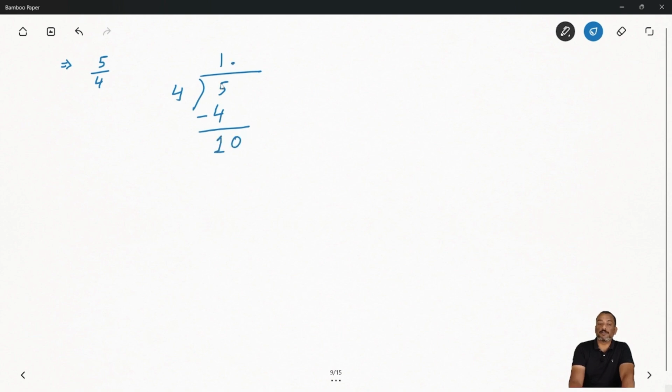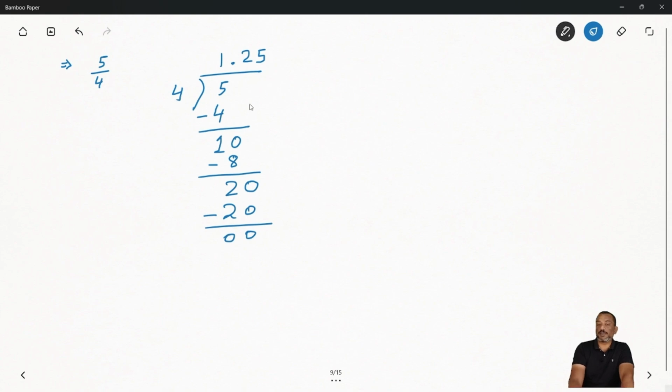So you will get 10. In the 4 table, 10 is not coming, 8 is coming. So how many times? 2 times. So we write 8. Now subtract, so we get 2. Okay, now after that 0. So how many times does 20 come in the 4 table? 5 times. So you write 20, and you get 0, 0.